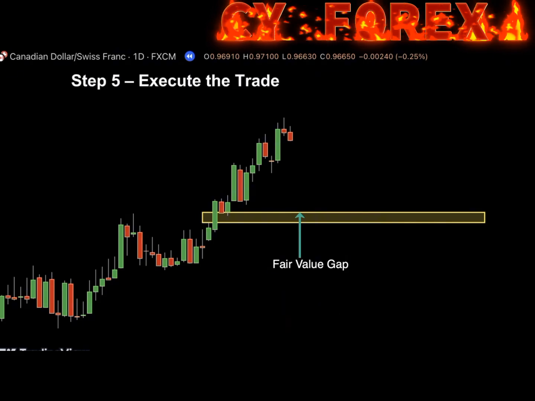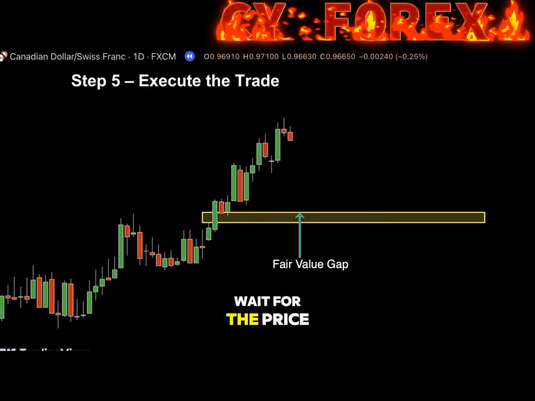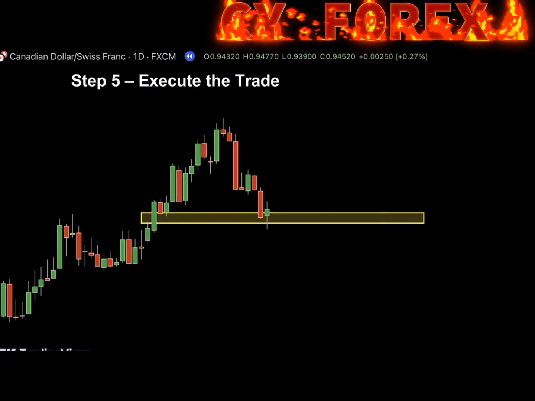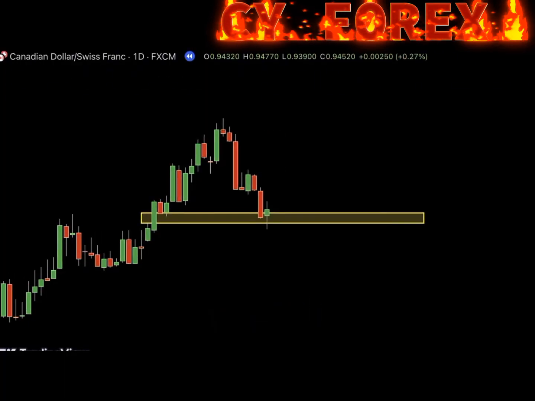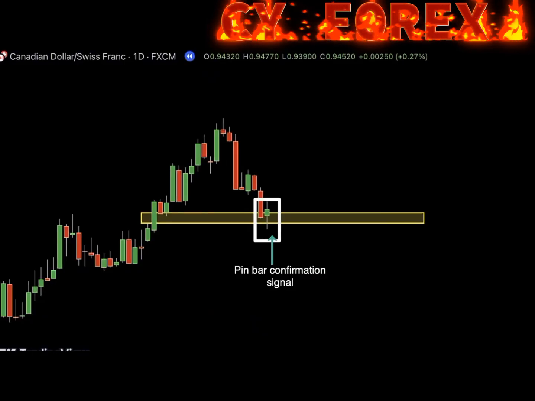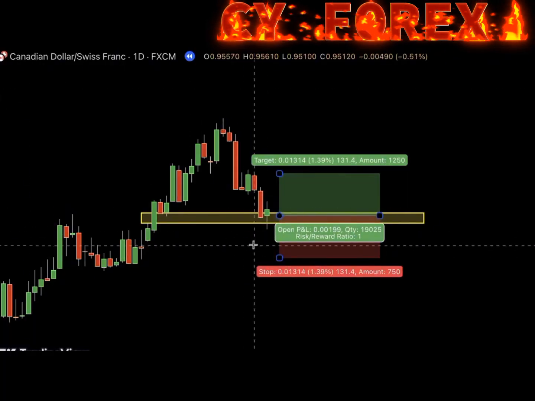Step 5. Execute the trade. If the market is in a bullish trend, wait for the price to retrace and test the fair value gap to rebalance the market. Once the price reaches this gap, look for additional confirmations. For example, when the market retests the fair value gap and shows a clear rejection, you can enter a buy trade at the close of the rejecting candle.